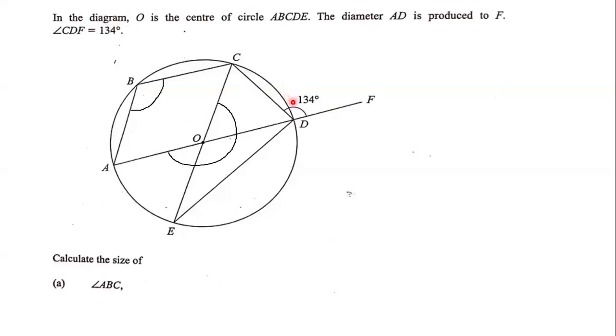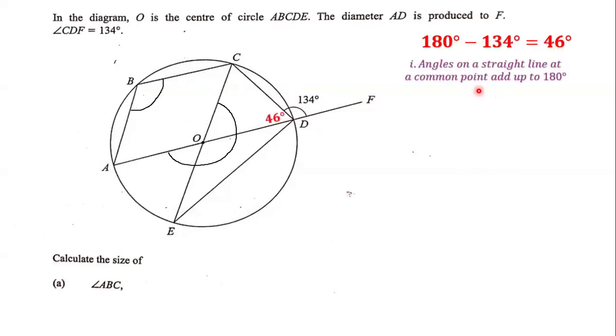But they have given us hints. So we know that 134 degrees is this particular angle right here. But we know that we are on a straight line. And angles on a straight line at a common point must be equal to 180 degrees. And so that means that 180 degrees minus 134 degrees is going to be equal to 46. So this right here is 46 degrees, because angles on a straight line at a common point must add up to 180 degrees.